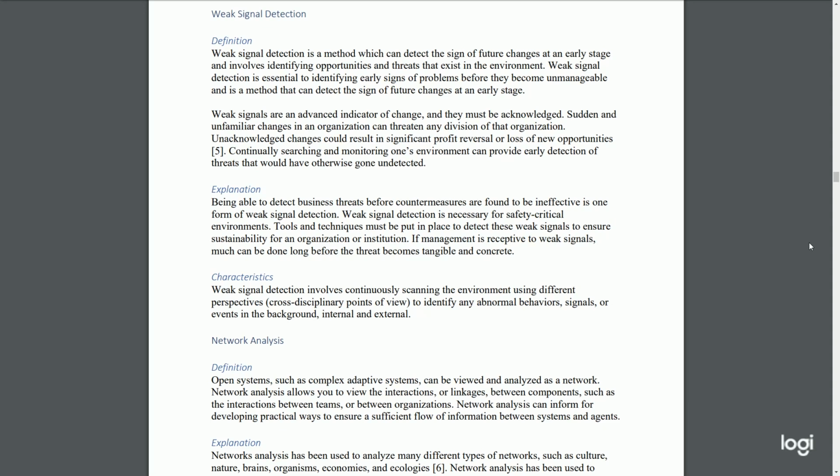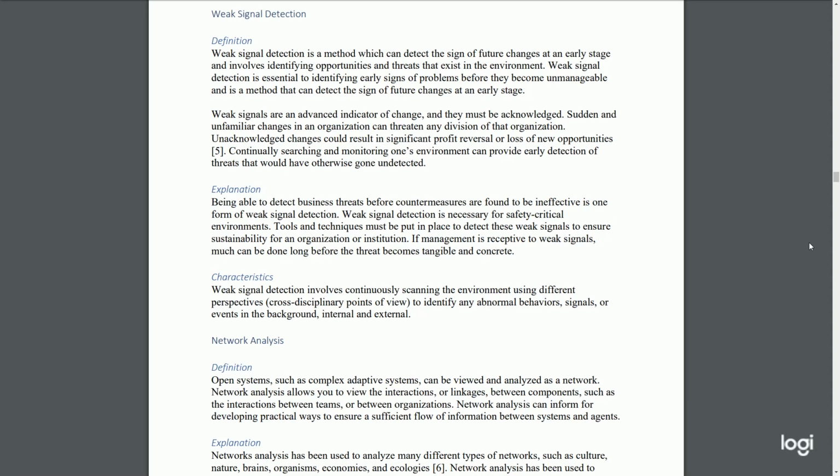Weak signals are an advanced indicator of change, and they must be acknowledged. Sudden and unfamiliar changes in an organization can threaten any division of that organization. Unacknowledged changes could result in significant profit reversal or loss of new opportunities. Continually searching and monitoring one's environment can provide early detection of threats that would have otherwise gone undetected.